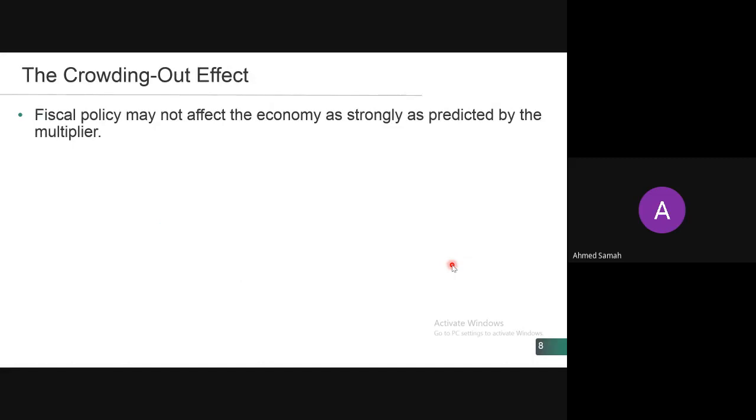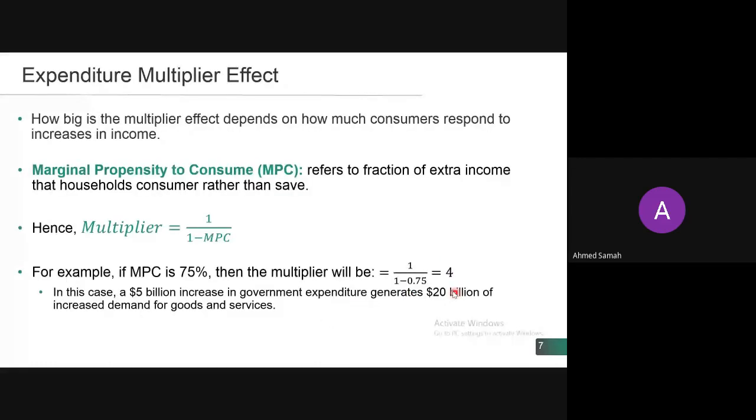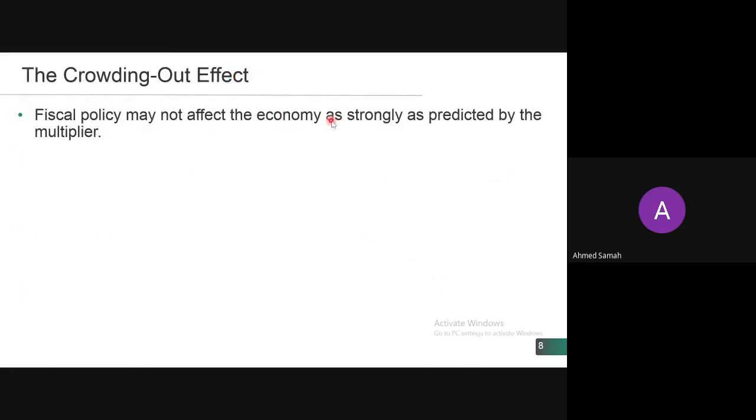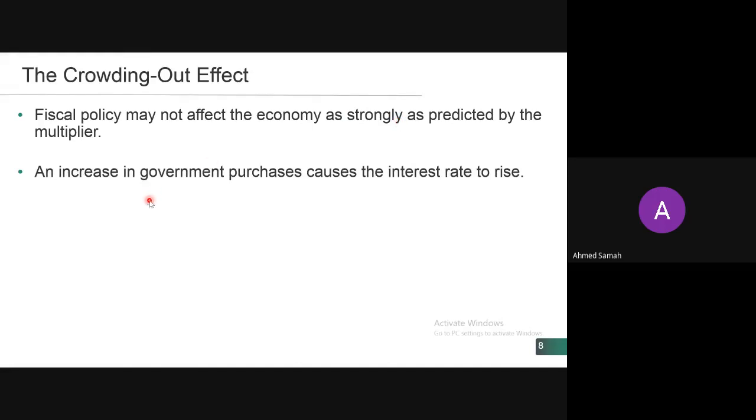Then before going into the tax multiplier, I will talk about something called the crowding out effect. The fiscal policy may not affect the economy as strongly as predicted by the multiplier. According to the expenditure multiplier, aggregate demand will shift, increasing by 20 billion. But because of the crowding out effect, the impact on the economy is smaller. An increase in government purchases causes interest rates to rise, because the aggregate demand curve will shift to the right. If the aggregate supply remains the same, that means the price level has increased, and the interest rate rises as well.